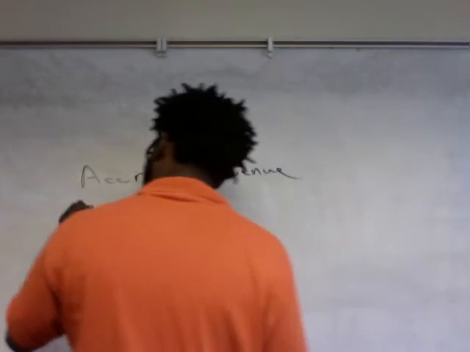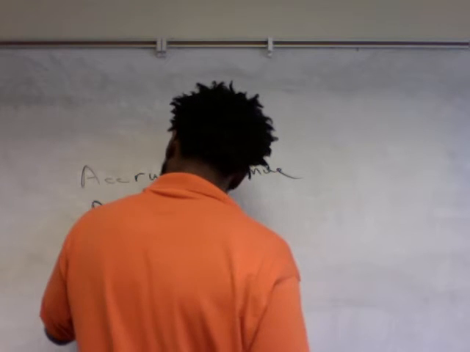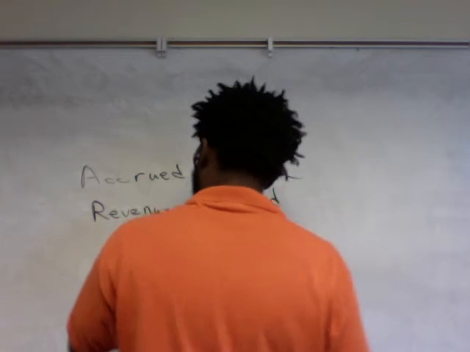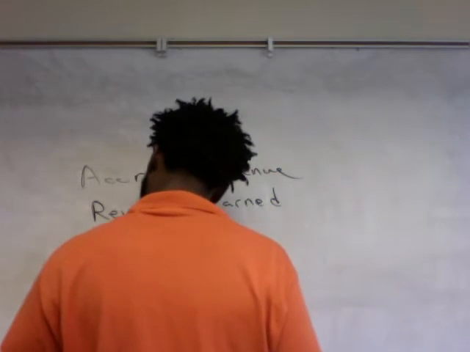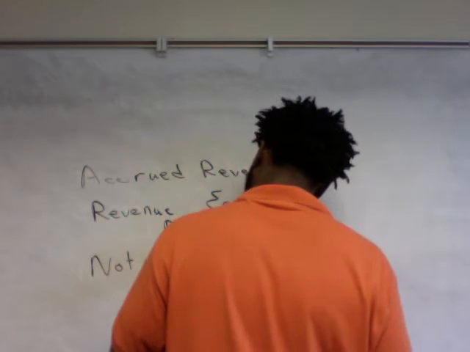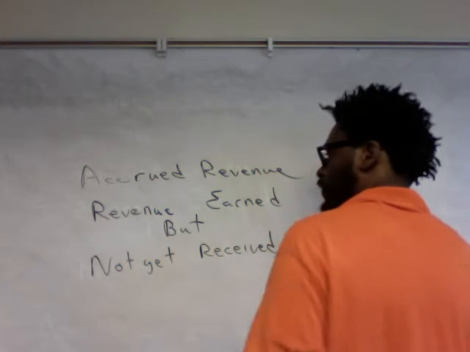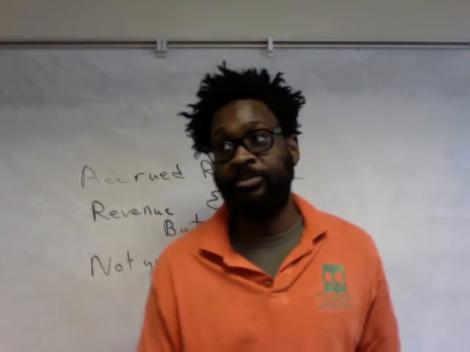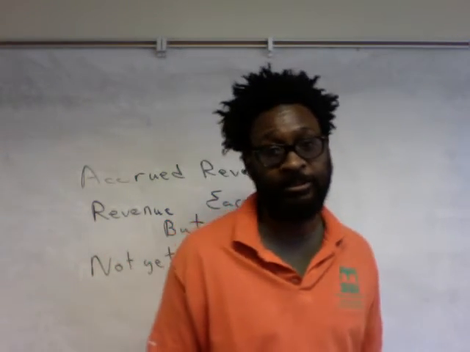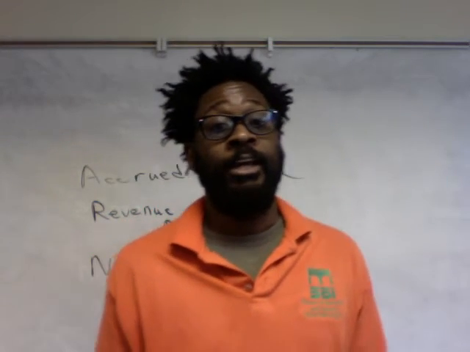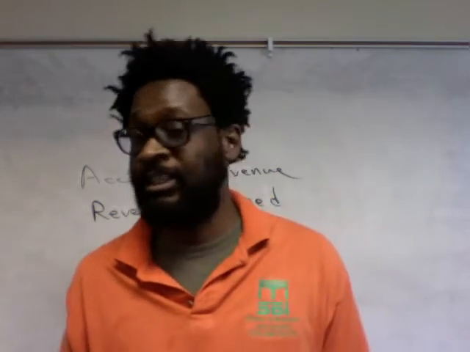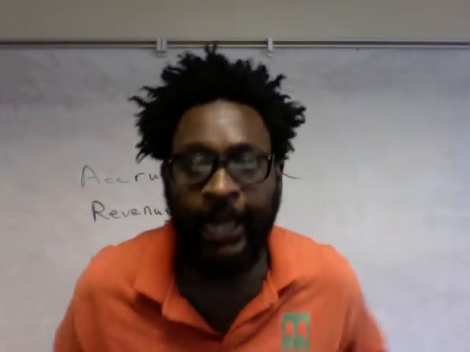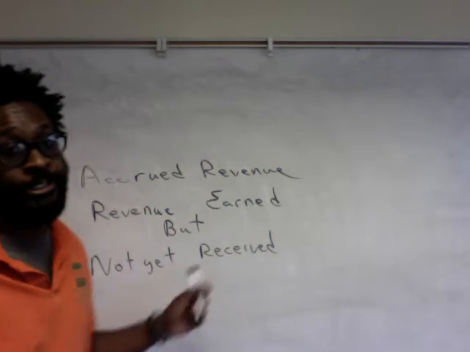So, accrued revenue, it's going to be a revenue earned but not yet received. Revenue earned but not yet received. Okay? So it's the opposite of an accrued expense, because an accrued expense is an expense that is incurred but it hasn't been paid. And just like we said how the rule was with accruals for expenses, it goes the same with revenues. Anytime you earn a revenue, regardless if you receive the cash for it or not, it must be recorded. And that's why we need an adjusting entry for this.